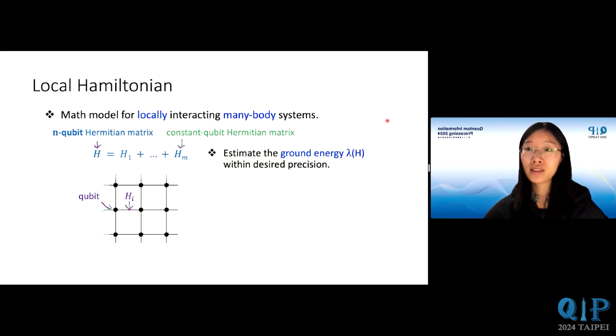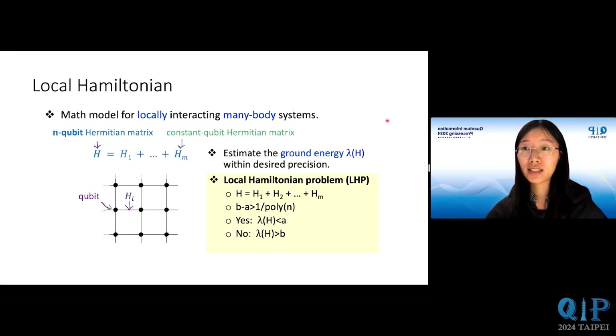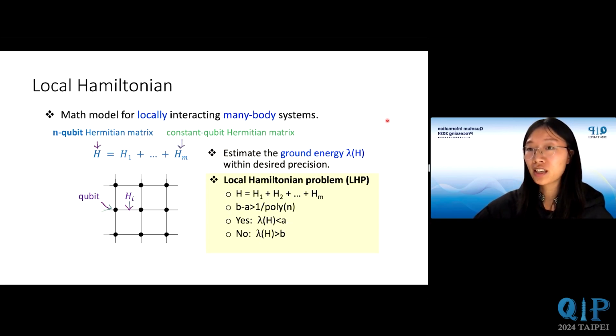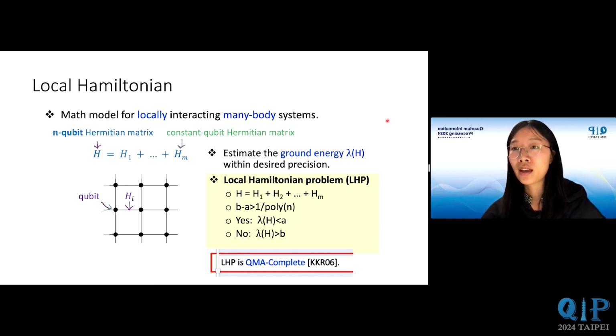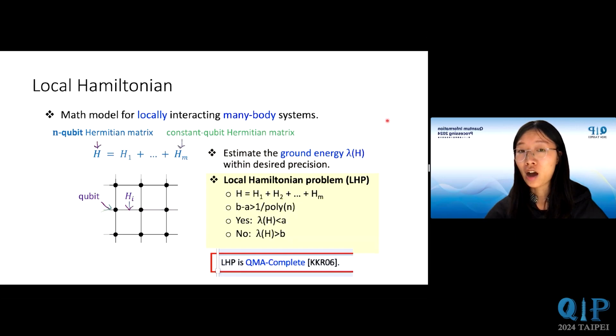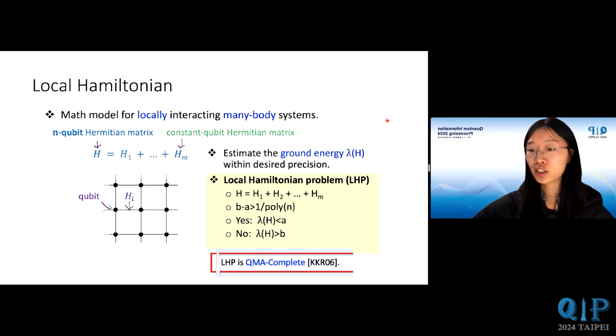In this talk, we mainly focus on estimating the ground energy, which is the minimum eigenvalue of H. In particular, the key problem in this talk is called the local Hamiltonian problem, which is a decision version of the ground energy estimation problem. In this problem, we are given H and two parameters A, B, and we wish to decide whether the energy is lower than A or greater than B. This will be the key question in this talk. For this standard definition of the local Hamiltonian problem, people already know this is QMA complete, where QMA is a quantum version of NP. So this is the standard definition.